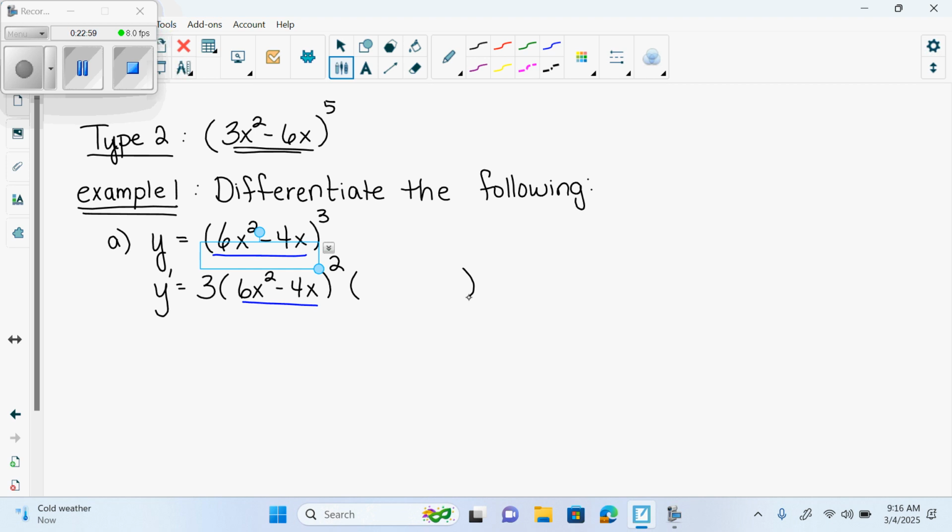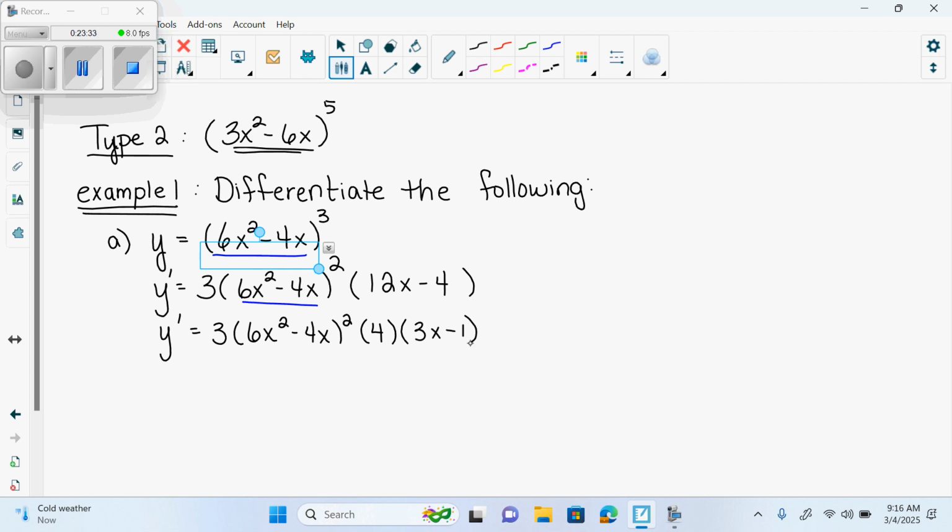Sometimes you can have chains inside chains. You can have something squared to something cubed to something. So we need to be able to do chain rule really easily because our F or our G in product rule could be a chain rule, right? So we're going to get 12x minus 4. And then what can I do with that 12x minus 4? Take a 4 out. So I'm going to get y prime equals 3 times (6x squared minus 4x) to the 2. Take out a 4, and I'm left with 3x minus 1.